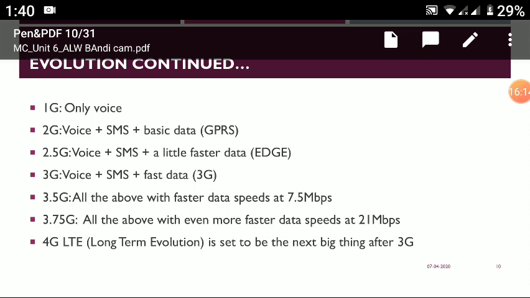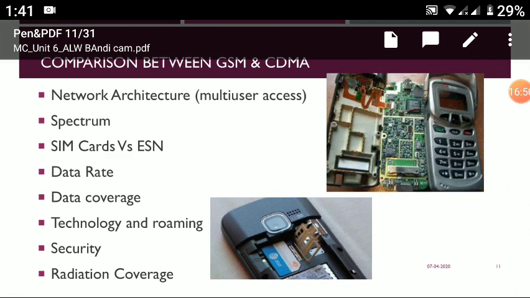3.5G, all the above with faster data speed of 7.5 megabits per second. 3.75G, all the above with even faster data speed at 21 megabits per second. So ultimately, around 3 times the data speed can be increased in 3.75 generation mobile technologies. Then 4G, that is Long Term Evolution, is set to be the next big thing after the 3G generation.